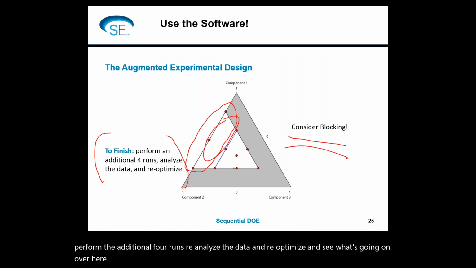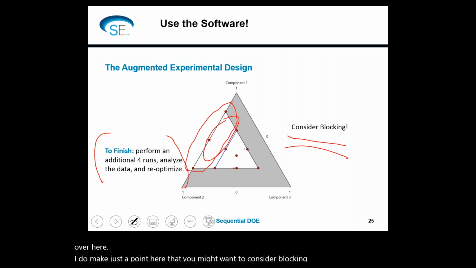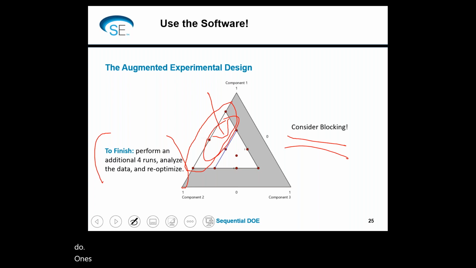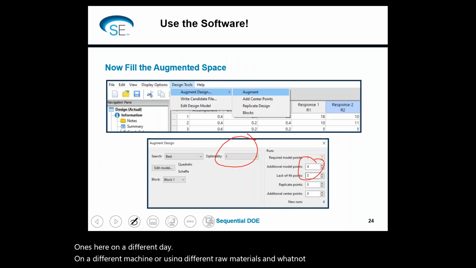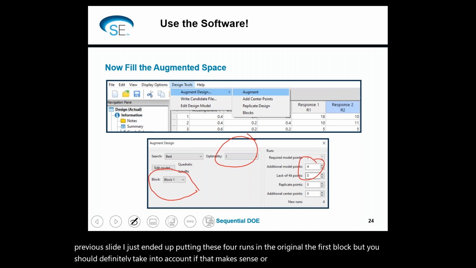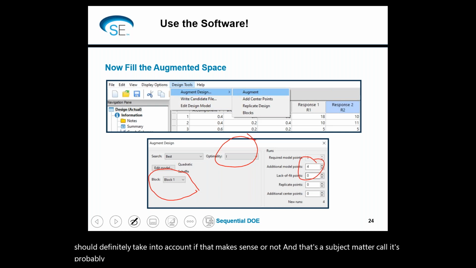I do make a point here that you might want to consider blocking if you're going to do the remaining 4 runs on a different day, on a different piece of equipment, on a different machine, or using different raw materials. As you could see on the previous slide, I just put these 4 runs in the original first block, but you should definitely take into account whether that makes sense or not. That's a subject matter call. It's probably safer to create a new block, but that will use up an additional degree of freedom, or additionally use up one of your runs.